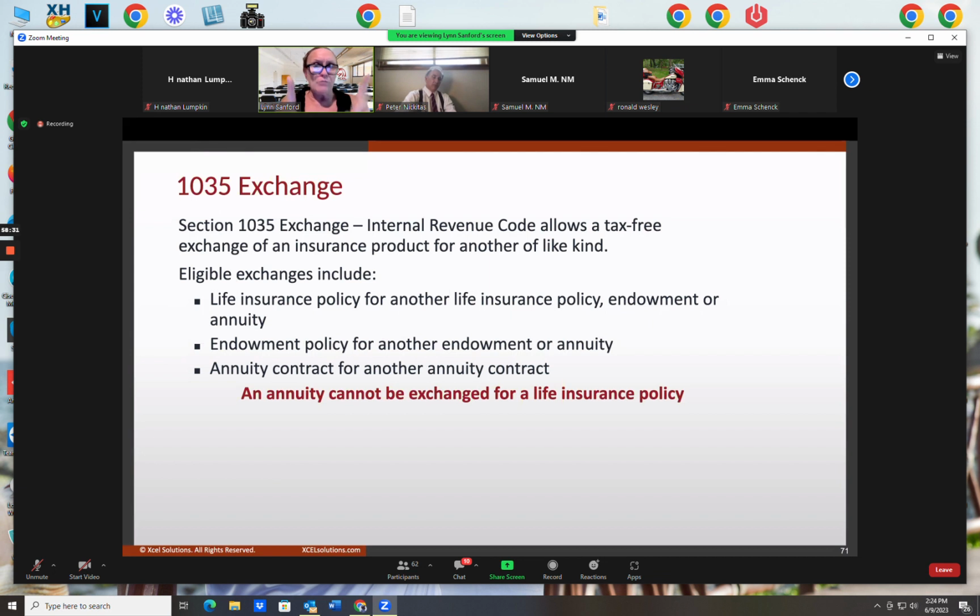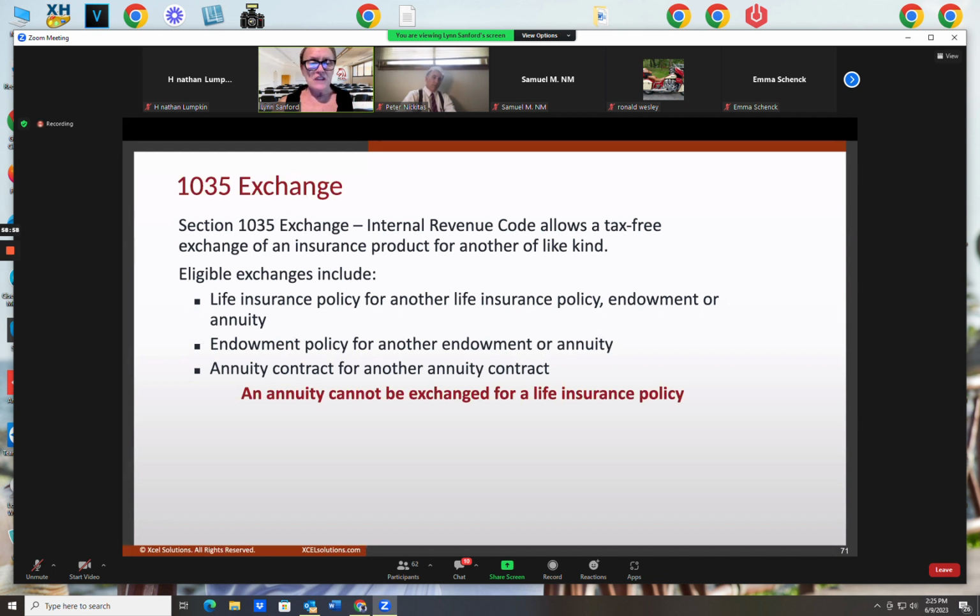If done properly, then the policy owner, or the annuity owner, will not incur taxation. If done improperly, they will have to pay tax on it. So the Section 1035 exchange rules of the Internal Revenue Code allow for a tax-free exchange of money inside one insurance product for yet another insurance product of a like kind.